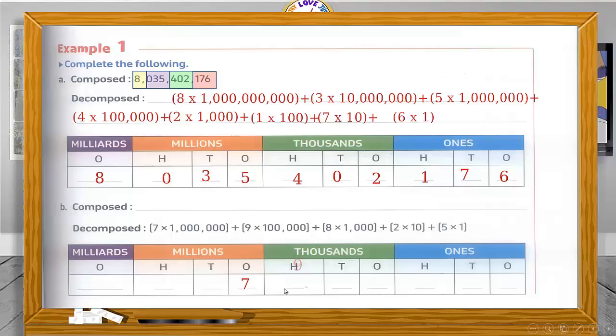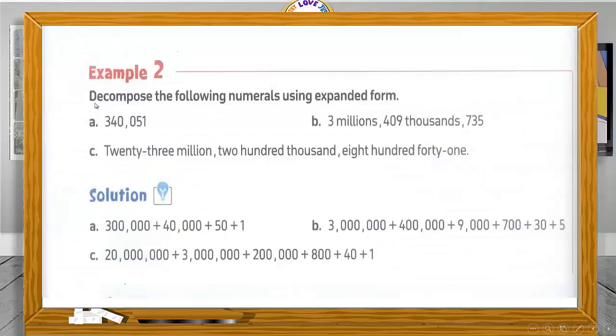900,000: in the 100,000 place write 9. 8 times 1,000: in the 1,000 place write 8, and in the hundreds put 0. 2 times 10: in the tens place write 2, and in the hundreds put 0. In the ones place we have 5. Now we can write the number in standard form: 7,908,025.